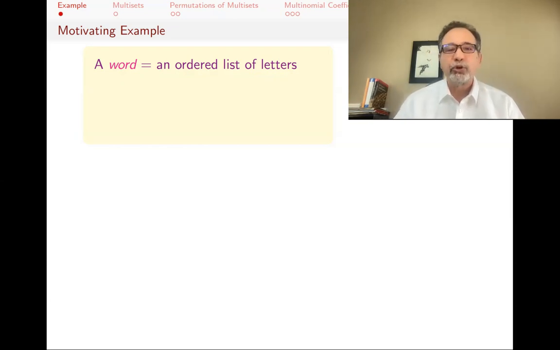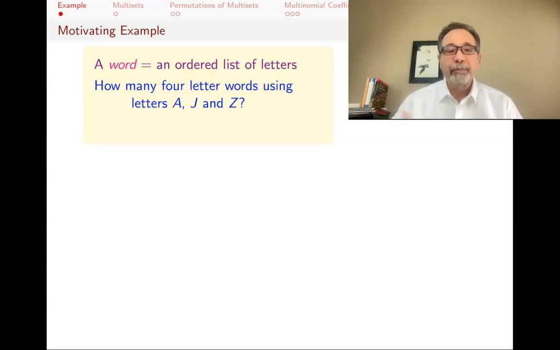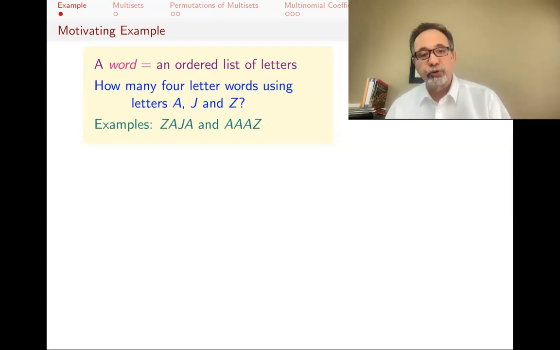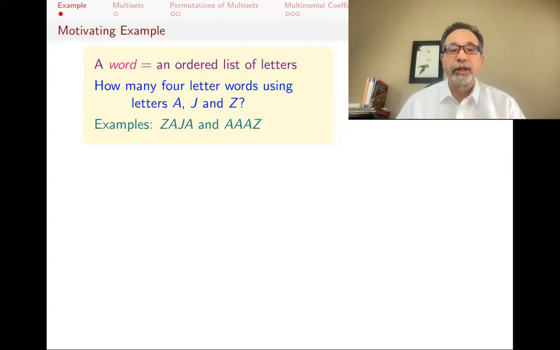For us, a word is an ordered list of letters. I don't really care about the meaning of a word, I mean just a bunch of letters put next to each other, a list. The order does matter though. I might ask the question, how many four-letter words can you make using the letters A, J, and Z? So for example, ZAJA or AZ would be the two examples of four-letter words that you can make using A, J, and Z. Again, in words, meaning does not matter.